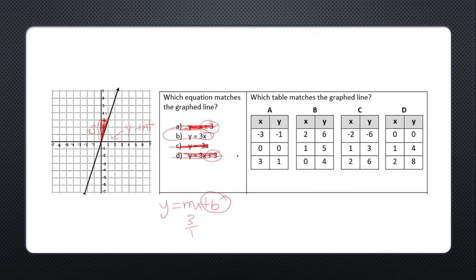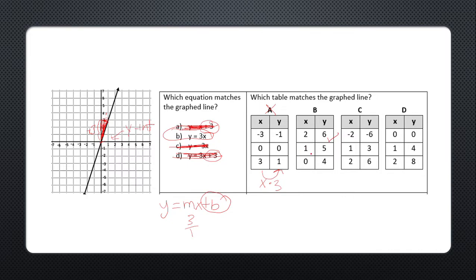All right. So now we need to look at our rule. Our rule is whatever x is, we're multiplying that times 3. So to get from one side to the other, we have to multiply times 3. So if I look here, is negative 3 times 3 equal to 1? And the answer is no. So it's definitely not A. All right, if I get here and I'm multiplying by 3, yes, 2 times 3 is 6. But we have to make sure it's true for all the values in the table.